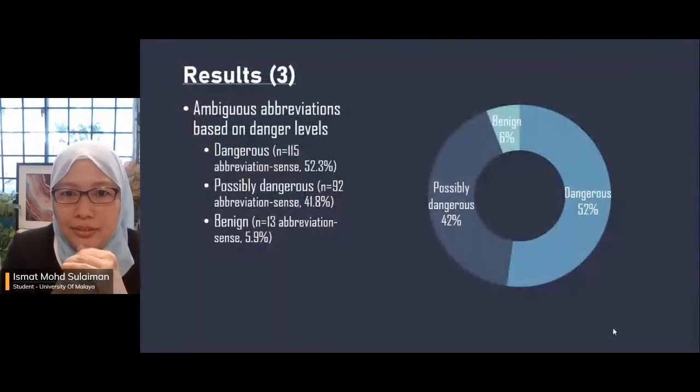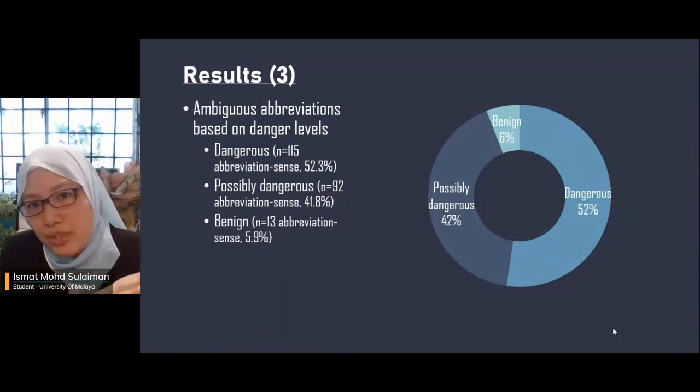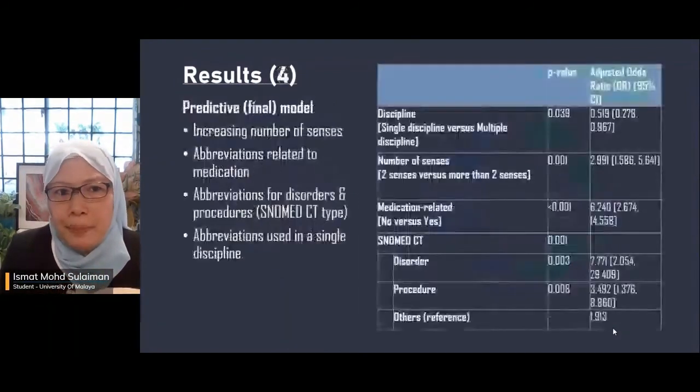Right, so based on the danger level, more than 50% is thought to be dangerous. The ambiguous abbreviations are dangerous, and only a few, 6%, are considered benign.